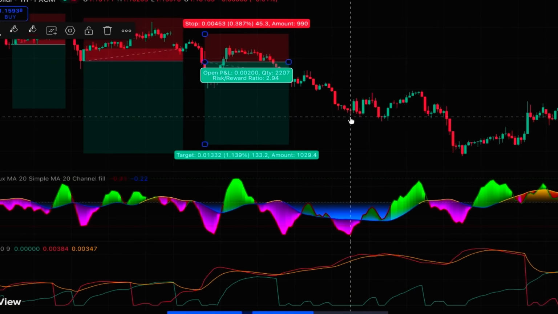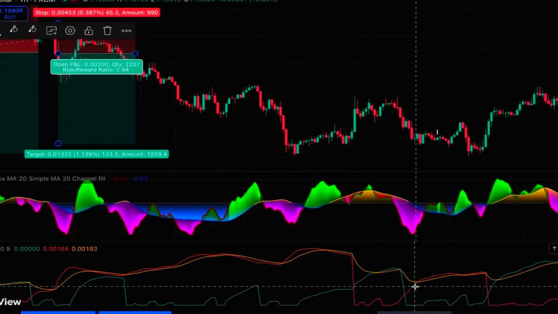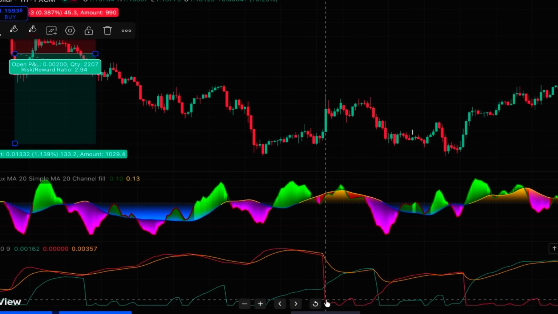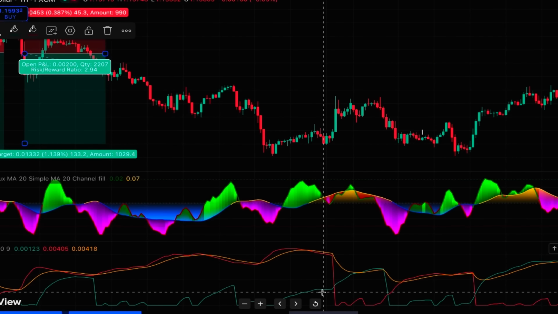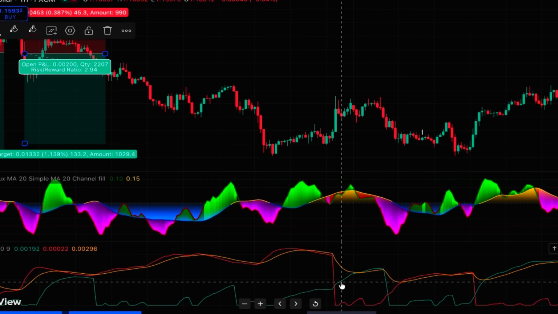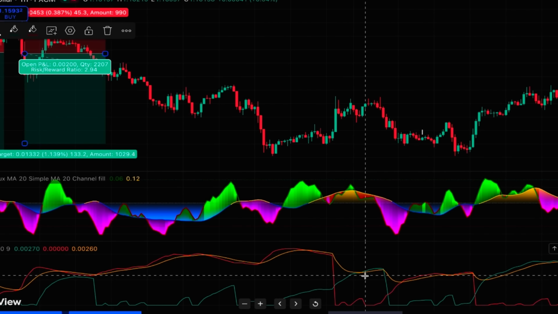Alright, we don't have any other short position setup here, and for a long position setup we want a situation like this where the green line crosses above the red line, and then after that it crosses above the orange line, and then here in this indicator the color should be green, which is not the case here. So this signal here is rejected.